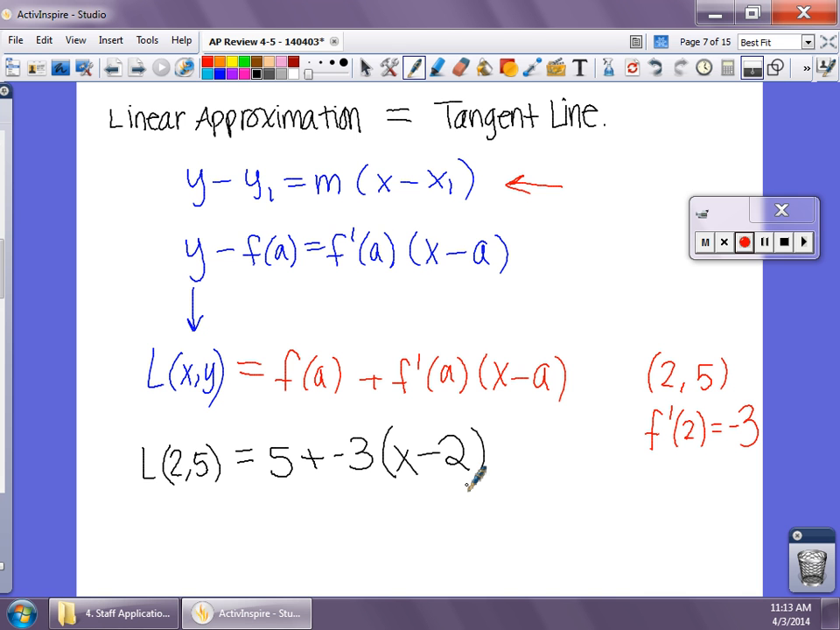Then they're going to ask you, do the approximation, approximate at x equal to 2.001. So where does 2.001 go? In the x, so common sense, right? As long as you understand your function notation, you should be fine. All right? Good? Tangent lines? All right. That should be everything for this packet.